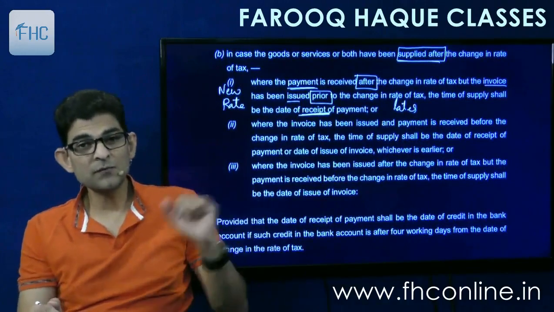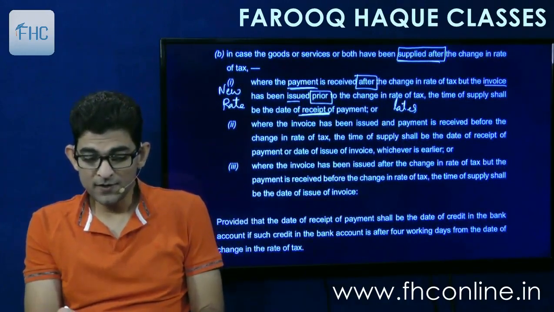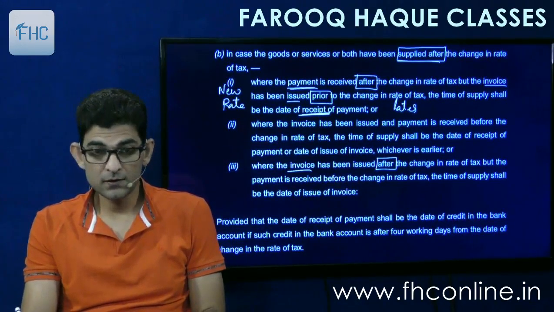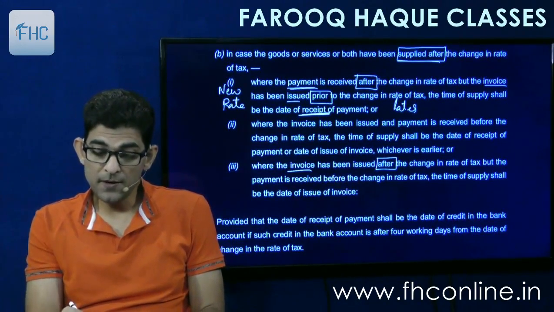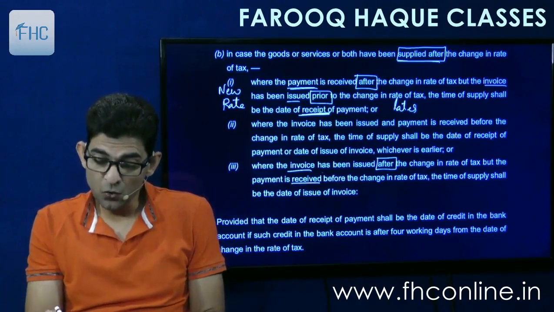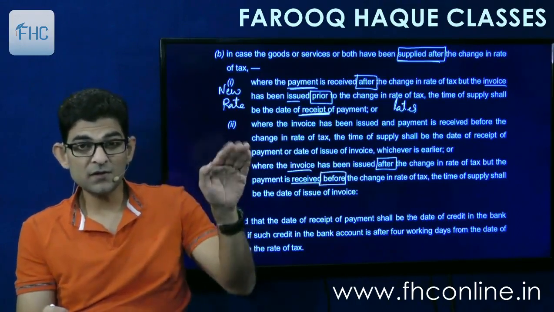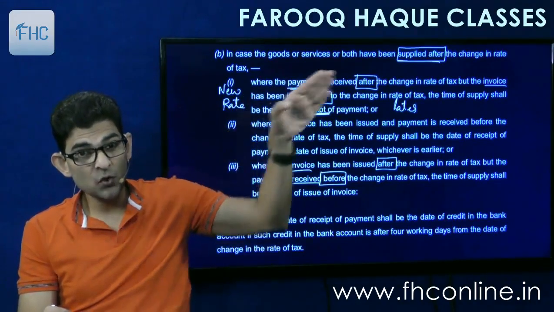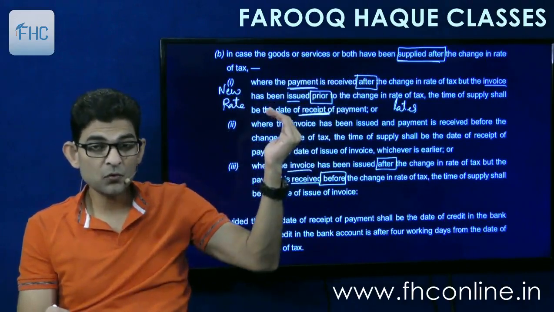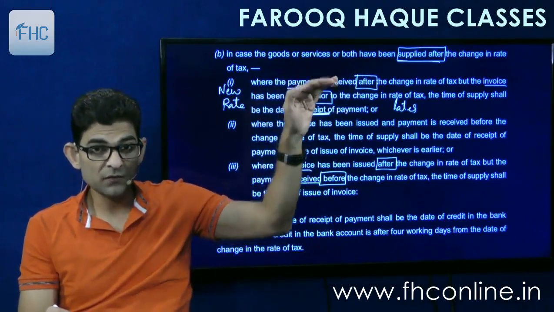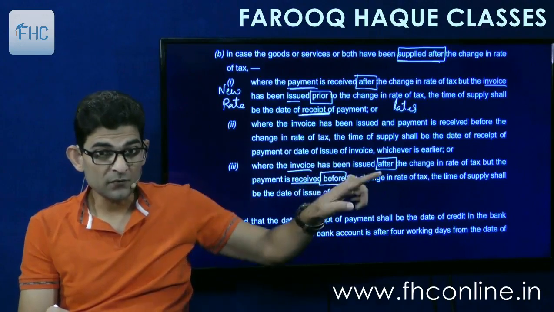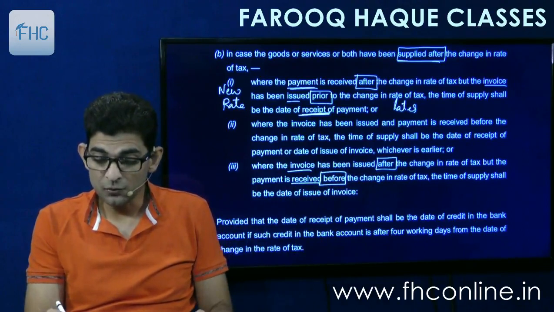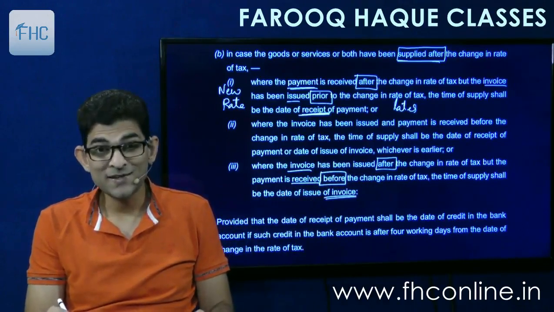Now, come down to three first. Where the invoice has been issued after. So now invoice is after the change in the rate of tax, but payment is received before. So now invoice is after and receipt is before. And in clause 1 what was happening? The receipt was after and invoice was before. Now invoice after and receipt before the change. Time of supply shall be the date of issue of invoice. Means again the later one.